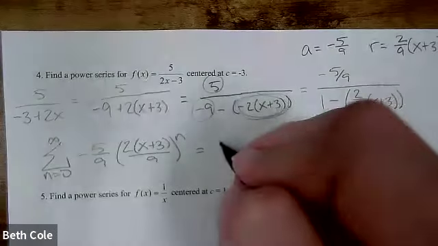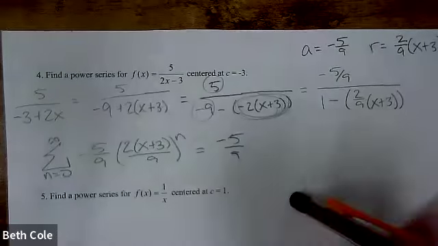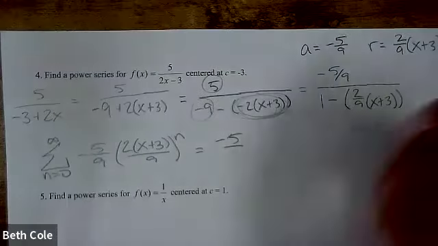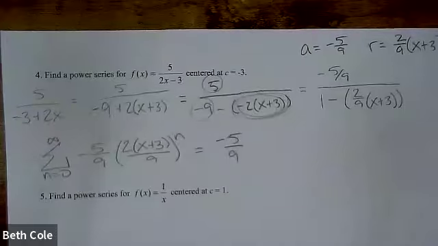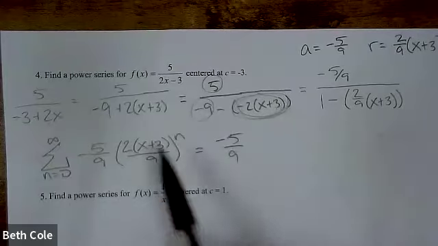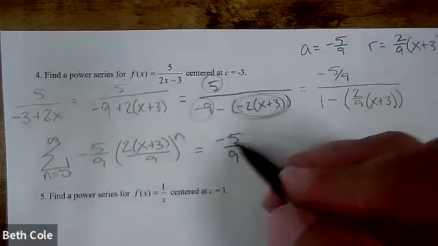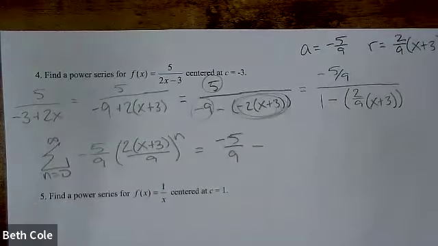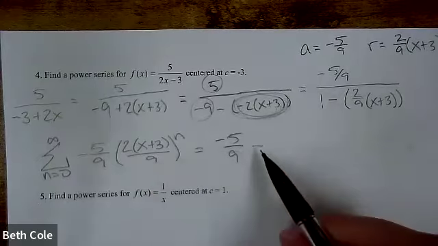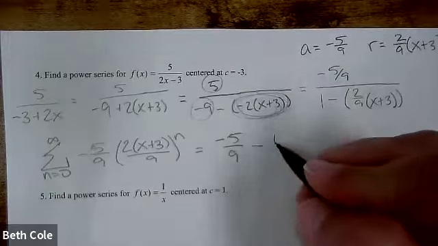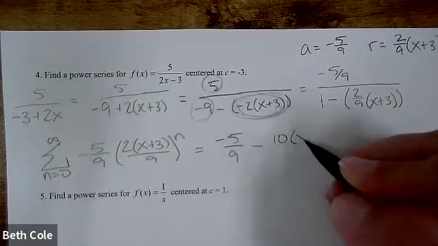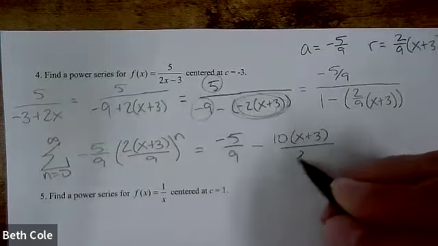The first one is just negative 5/9. Oh, it's a bad 9. Let me fix it. All right, and we're going to multiply that by 2x plus 3 over 9. So if we multiply the numerator, actually every term is going to be negative here, which is interesting. It's not going to alternate. They're all negative. It would be minus 10 x plus 3 over 81.